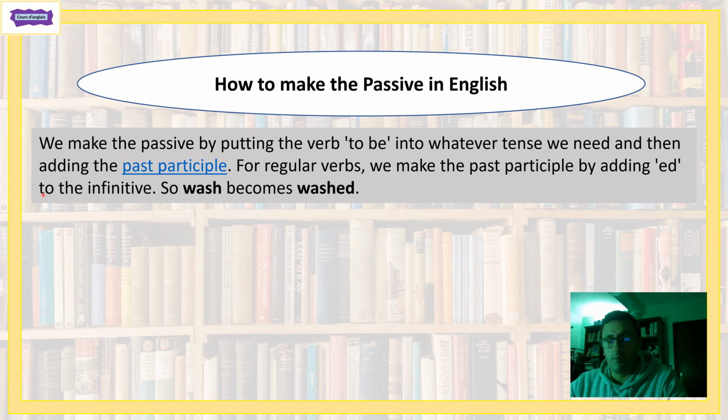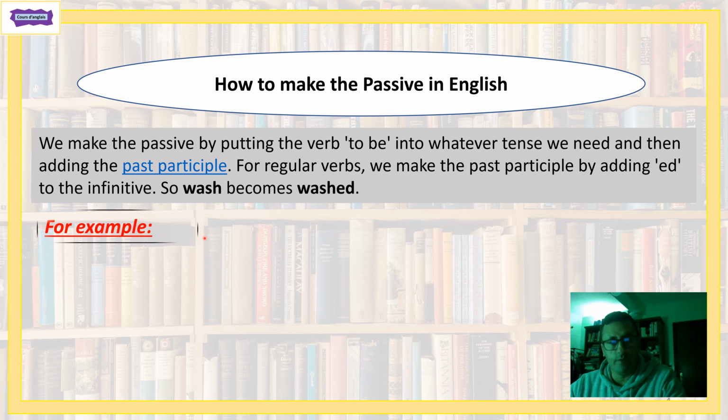Nous formons ou bien nous créons le passif en mettant le verbe être au temps dont nous avons besoin, puis en ajoutant le participe passé, bien sûr, du verbe. Pour les verbes réguliers, nous formons le participe passé en ajoutant ed à l'infinitif. Ainsi de suite. Par exemple, wash devient washed.